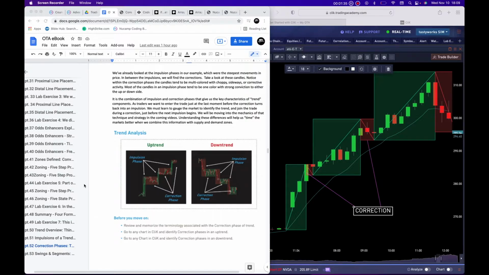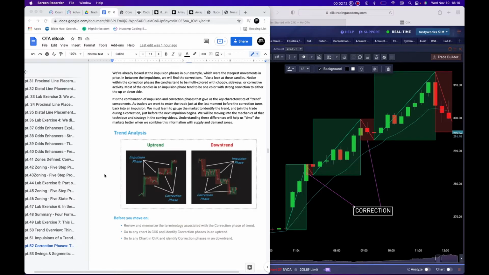Now, we've already looked at the impulsion phases in our example, which were the steepest movements in price. In between the impulsions, that's where we will find the corrections. If you take a look at these two examples here and the example on the right, notice within the correction phases, the candles tend to be multicolored with choppy, sideways, or corrective activity in nature. Most of the candles in an impulsion phase tend to be one color with strong conviction to either the up or the downside.